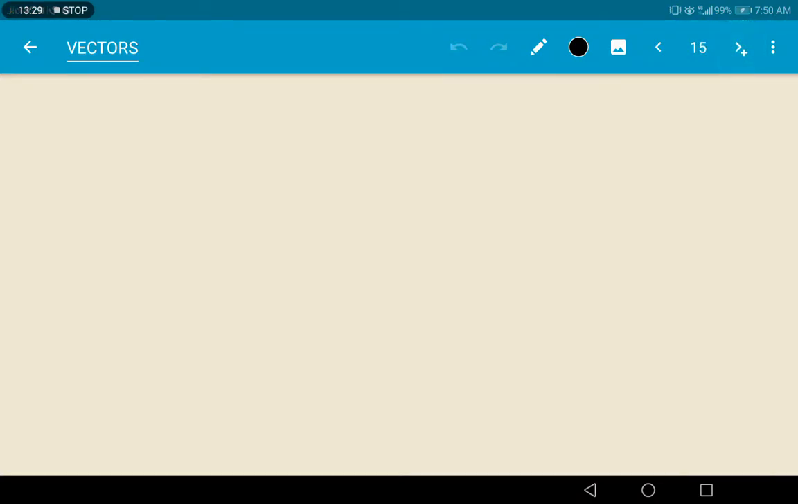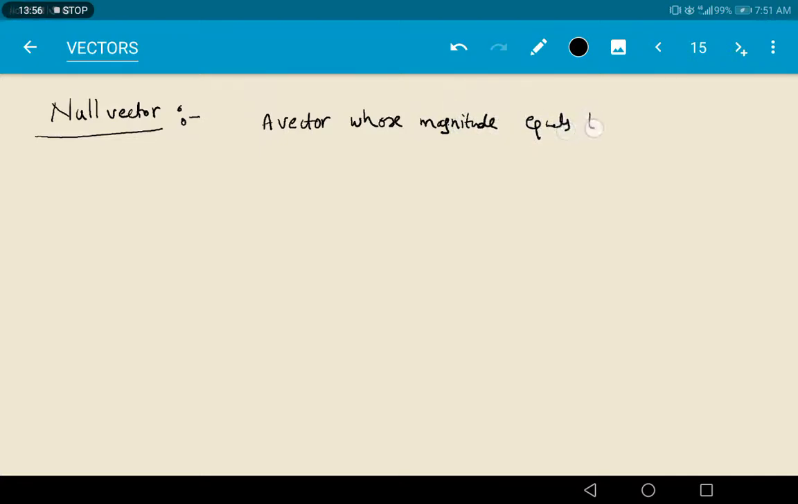Okay, right. Let us move to the next type of vector, that is null vector. Sir, what is meant by null vector? Null vector is nothing but a vector whose magnitude is equal to 0. So what are the examples for this? Does this kind of vector exist or not? Yes, this kind of vector will exist.